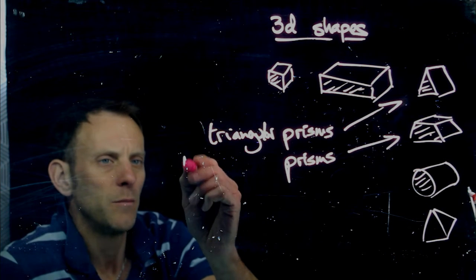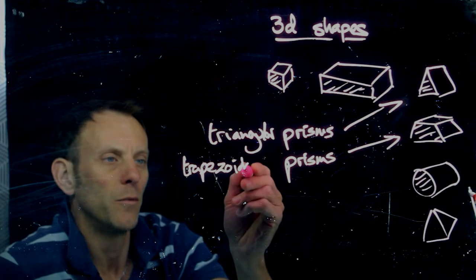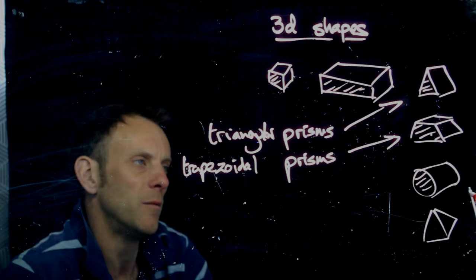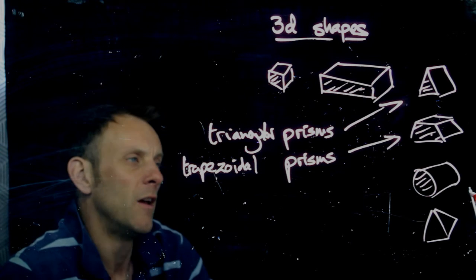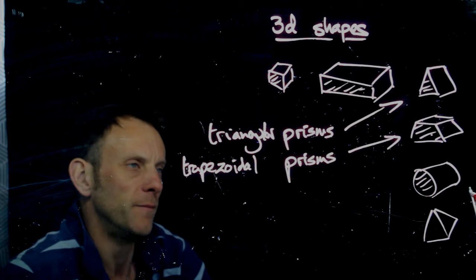These ones have a funny name, they're called trapezoidal, but we sometimes call them trapezium face or trapezium prisms. Trapezoidal prisms have a trapezium at the front and right the way through as a cross section.